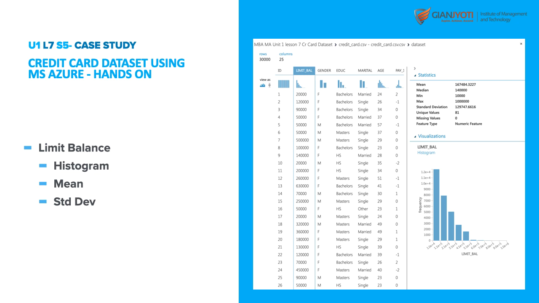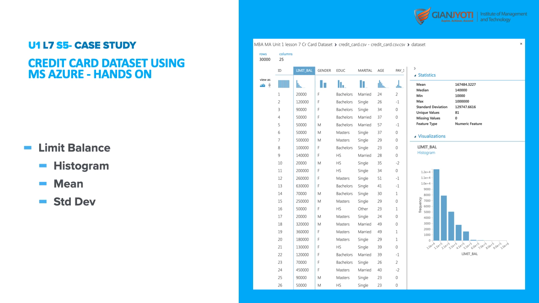So for limit balance, the mean is this. The median is this. So if I say the mean is not equal to median, that means this is not a bell curve, right? This is the minimum value, which I would say is 10,000, and this is the maximum value, which I would say is 10 lakhs. So the standard deviation is this. Unique values are 81. That means if you see here 50,000, 50,000, these are repeating. So there are 81 unique values in a data of 30,000.